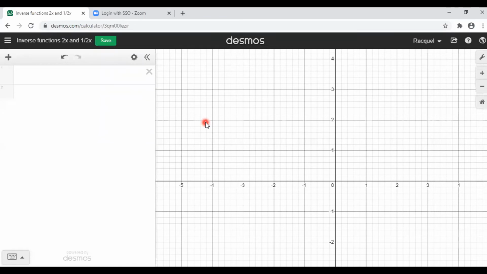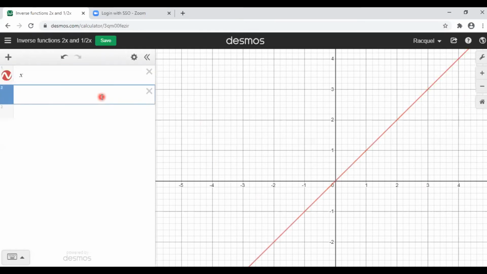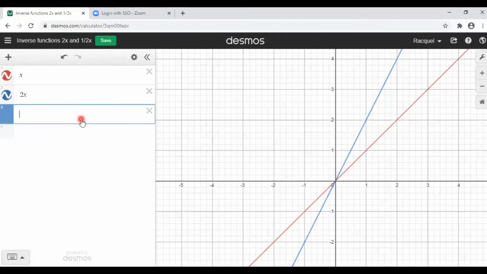But before that, let us first graph the function y is equal to x. Okay? So our method here to determine that the two functions are inverse of each other is the graphical method. So let us graph the function y is equal to x. So this is the graph of y is equal to x. And also the graph of 2x. So this is the graph of 2x. Then the next one is the graph of 1/2 x. Okay.